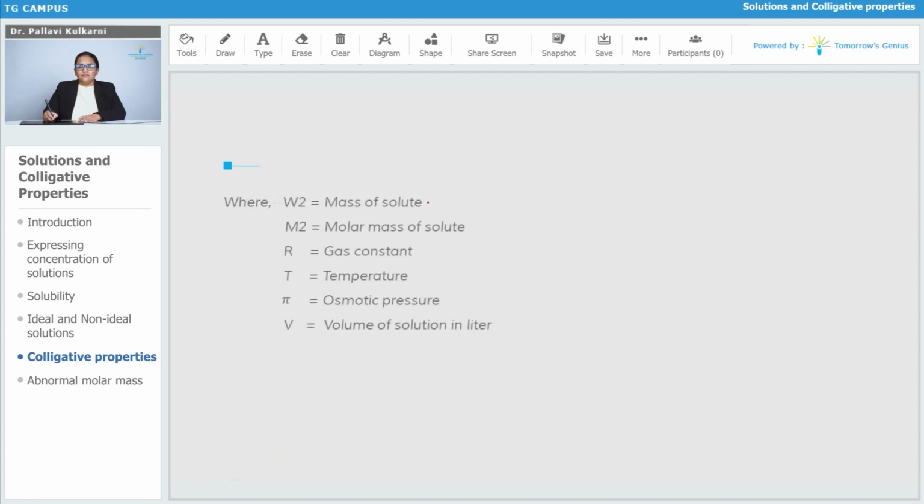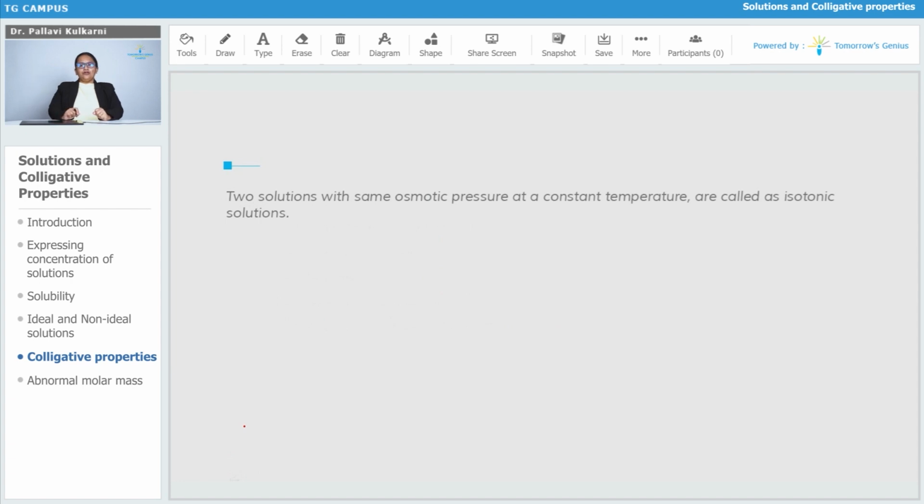Yes, you can see W2 is the mass of the solute, M2 is its molecular mass, R is the universal gas constant, T is the temperature, π is osmotic pressure, and V is the volume of the solution in liters.